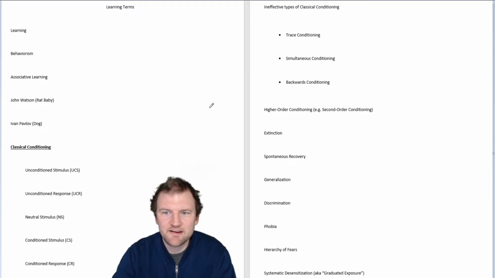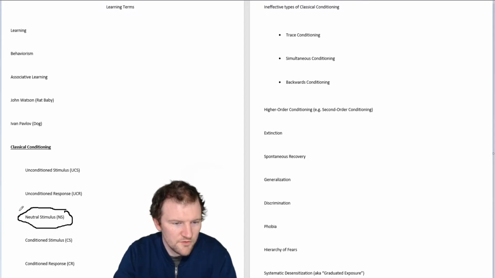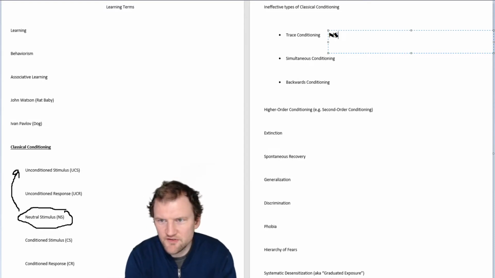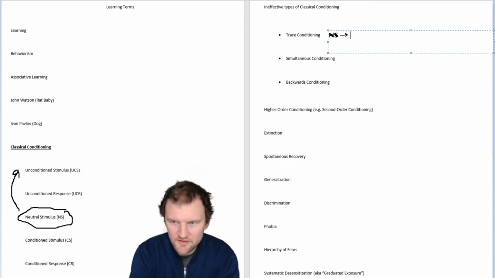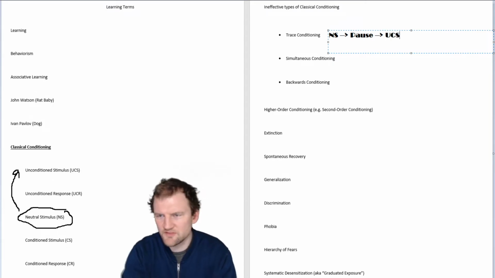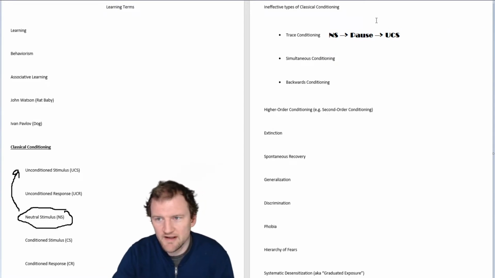There are 3 ineffective or bad types of classical conditioning. The best kind of classical conditioning is you have neutral stimulus come immediately before the unconditioned stimulus. So you ring a bell, and then you give the dog food. In that order, and fairly quickly. Trace conditioning is if there's the neutral stimulus, then there's a pause, then there's the unconditioned stimulus. So that would be like you ring a bell, wait 60 seconds, then give the dog food. That still might work, but it's better to have no pause there.